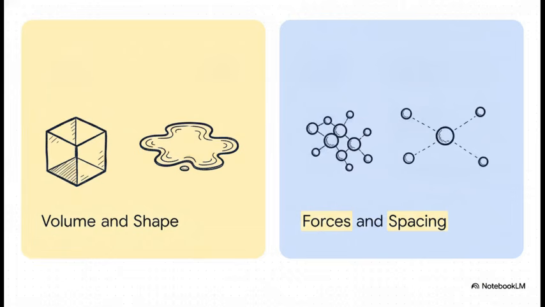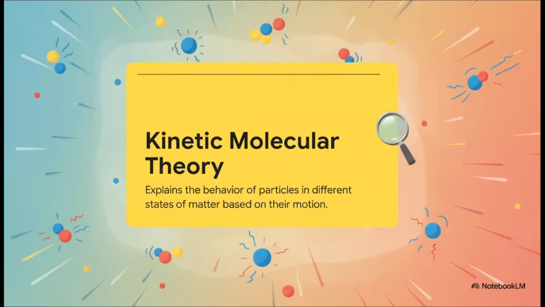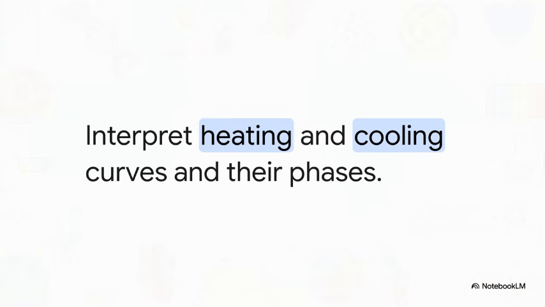First up, matter. You gotta compare states by volume, shape, particle spacing, and those invisible forces between them. Think of the kinetic molecular theory like a microscopic dance. Particles are constantly moving, completely changing how matter behaves. Watch out for heating and cooling curves. Remember those flat horizontal lines? That means a phase change is happening.